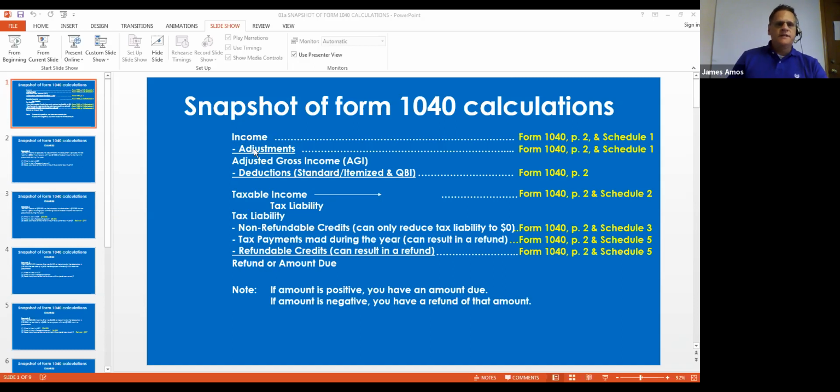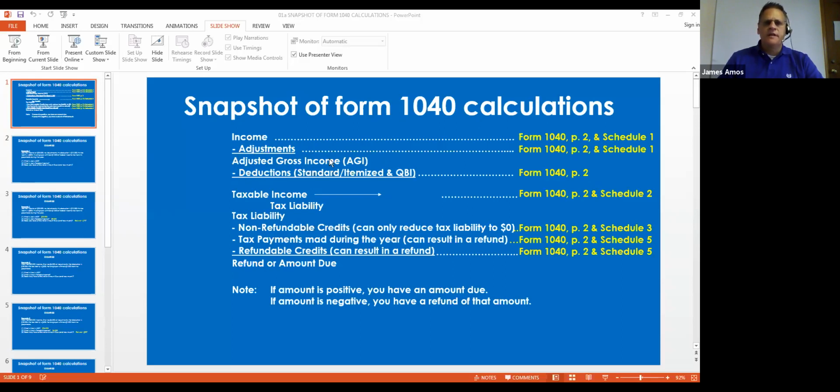We haven't actually discussed adjustments, but basically an adjustment is something that you get to subtract out of your income. You want to subtract stuff out of your income if you can, because you get taxed on what's left over. The more we can subtract out of that income, the less tax you're going to pay. So those are called adjustments. Income minus adjustments gives you adjusted gross income, AGI.